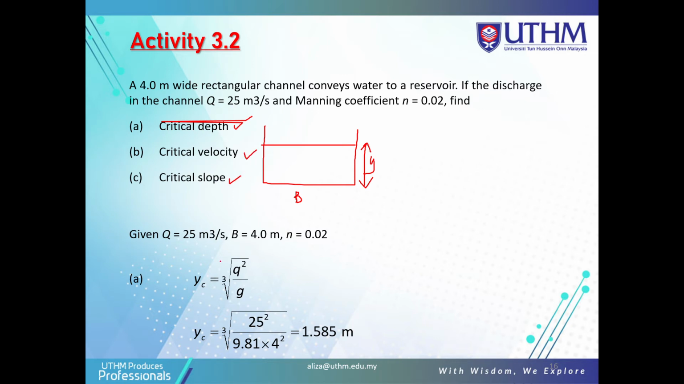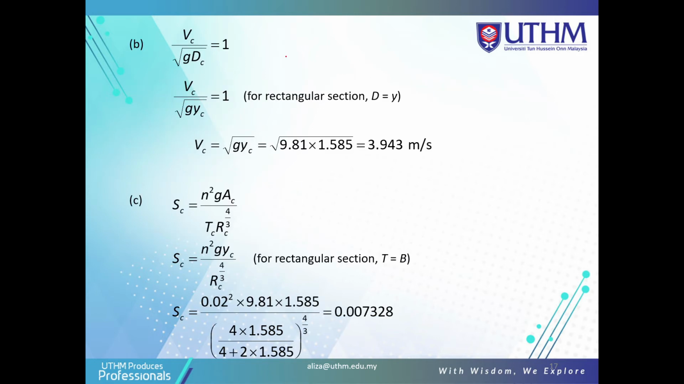Step by step. So here is the given data: Q, B, and n for Manning. Because this is a rectangular channel, you just use this formula for Yc to get the critical depth. Just put the data here, and you get the value of Yc as 1.585 meter. To get the critical velocity, you must use this.